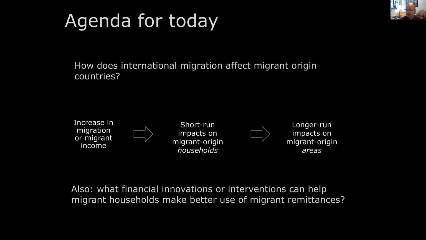We can also think about financial innovations or other types of interventions that we can implement either as governments, NGOs, or development agencies to help migrant households make better use of migrant remittances. That may be something worth pursuing as well. In the interest of time, I have some slides on these, and if I have time, we'll get to this last part, but I may have to leave that for some future presentation. The slides will be there if I don't get to this last part.